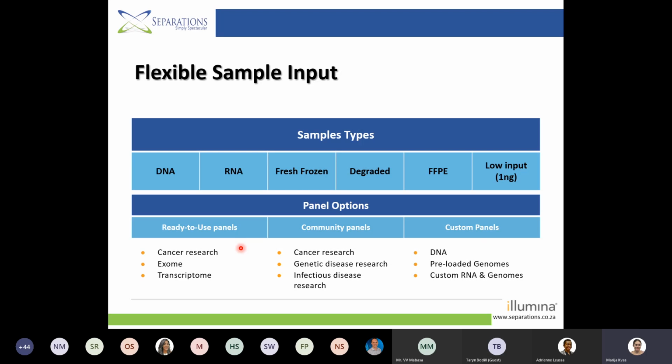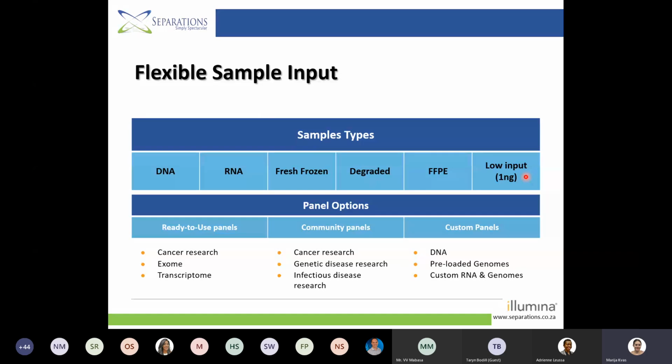The input DNA sample type can be variable, so it can be anything from DNA and RNA, but also it can be fresh or frozen, degraded, and obviously very important, FFPE samples. We can also work with very low input samples, which is great if you don't have a lot of sample, or if it's a precious sample and you cannot get a lot of material out.